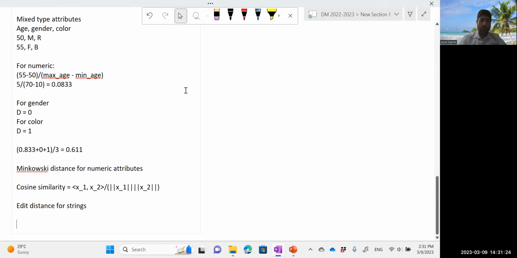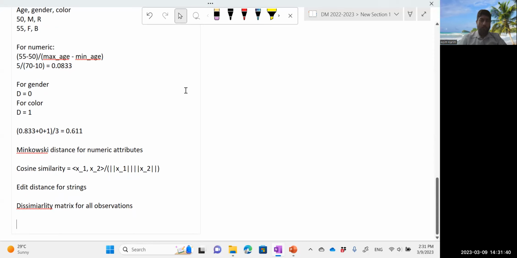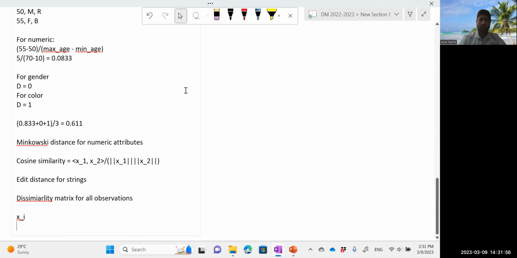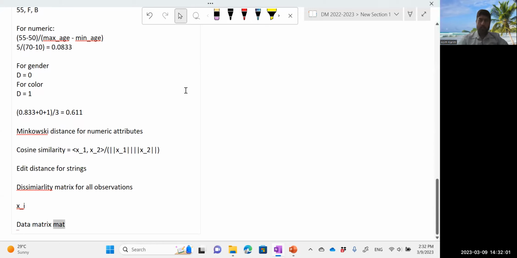Finally, sometimes you can also create a dissimilarity matrix. Okay. So remember we talked about one observation as a vector xi of size m. If you have size m, meaning that you have m features, and if you have n observations, you get a data matrix, capital X. So this would be of size n number of rows, which is the number of observations, multiplied by m number of features. Okay. So the pairwise similarity between every two observations you can compute and put in a matrix, and that matrix is called the dissimilarity matrix.